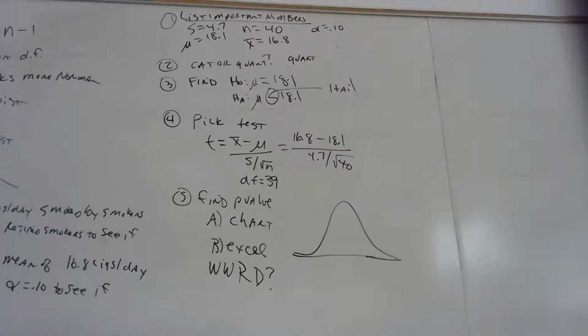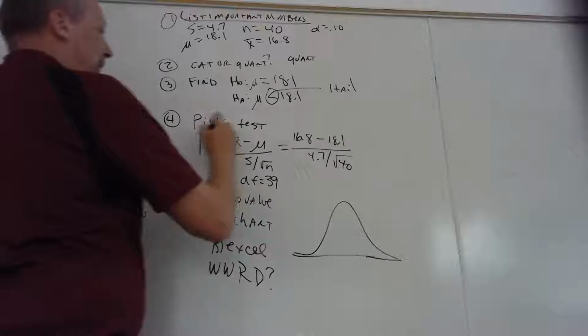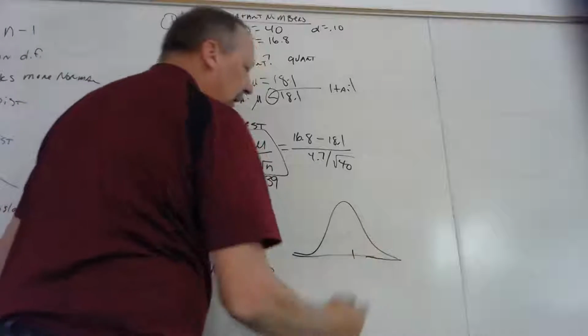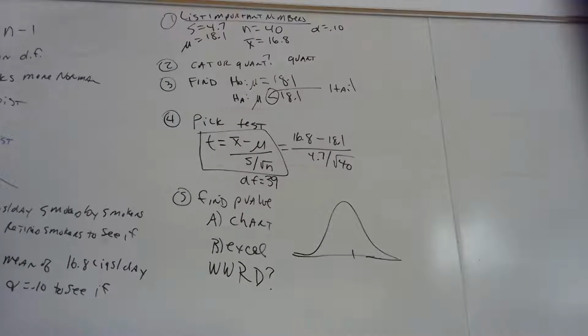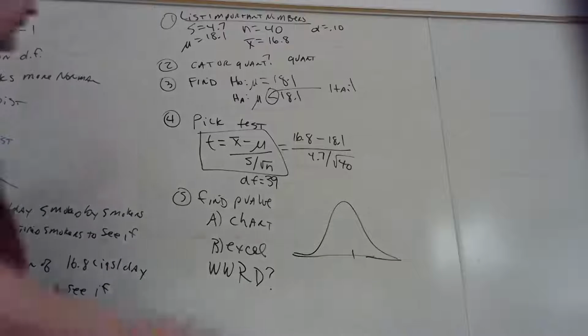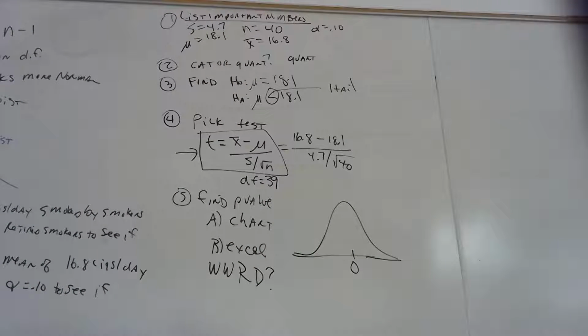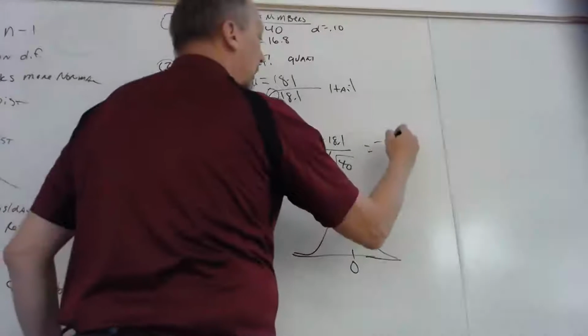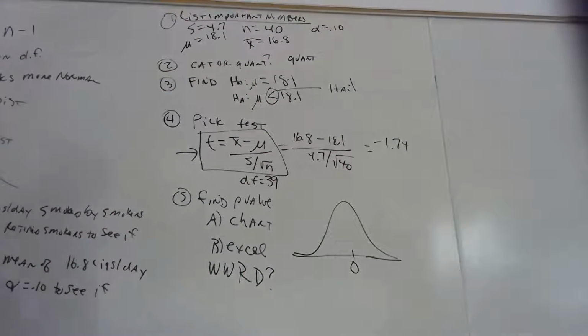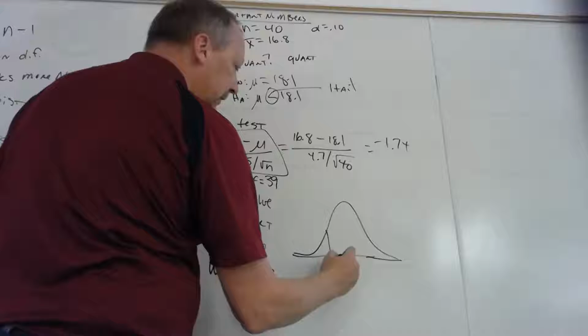Now that I've used this equation here, what is the mean of my T curve? No, it's 0, right? Since I used this, I've converted that to a Z-score of 0. I got a T-score of what? Negative, I didn't write that on the board. It was negative 1.74, correct? Okay, so I'm over on the left side, negative 1.74.